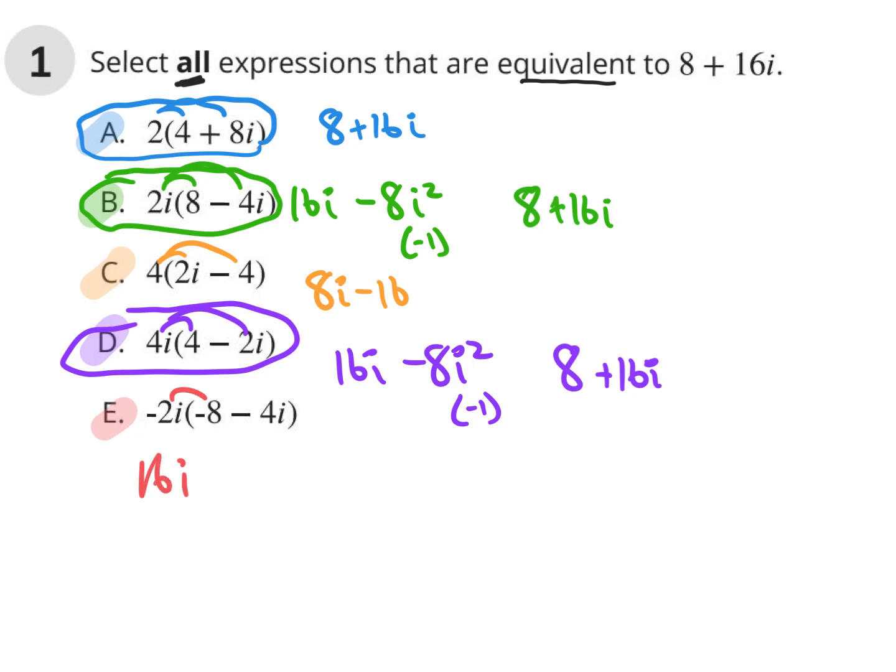And for E, 16i, negative 2 times negative 8 is 16. Bring the i over. Negative times negative is positive, so that's plus 8i squared. i squared is negative 1, so we get negative 8 plus 16i. And the reason why I switched the real numbers around is because when you write a complex number, the real number always gets written first. So we see A, B, and D are the ones that are equivalent.